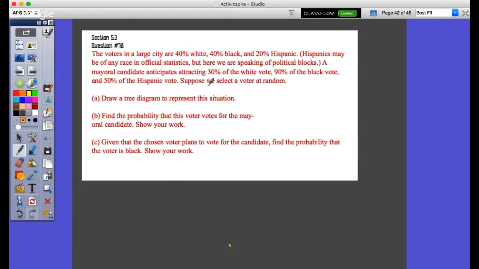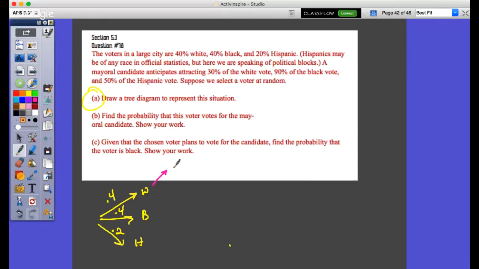All right. Voters in a large city are 40% white, 40% black, and 20% Hispanic. Now, notice we want a tree diagram. So we're going to go three different ways here, where 0.4 is white. We've got black and Hispanic, right? 0.4 is black, 0.2 is Hispanic. It then says a candidate anticipates attracting 30% of the white vote, 90% of the black vote, 50% of the Hispanic vote. Suppose we select a voter at random, and then we'll go from there.